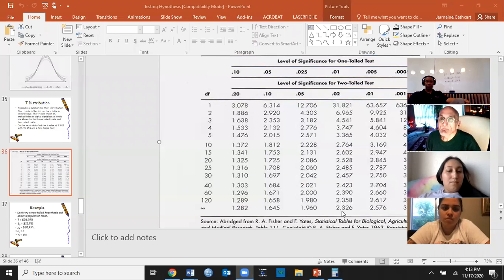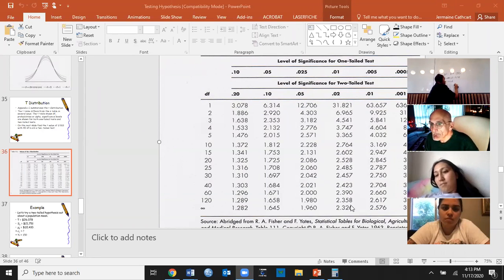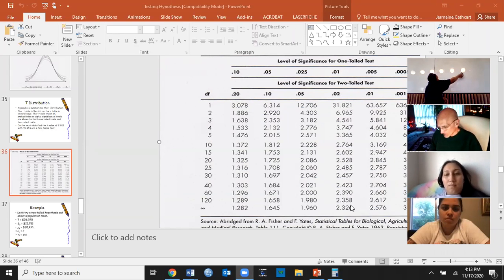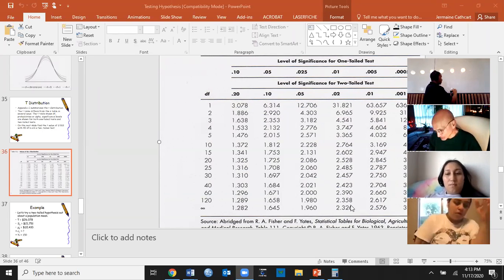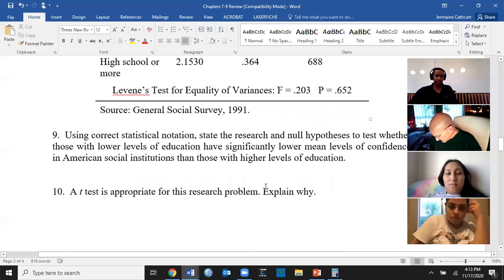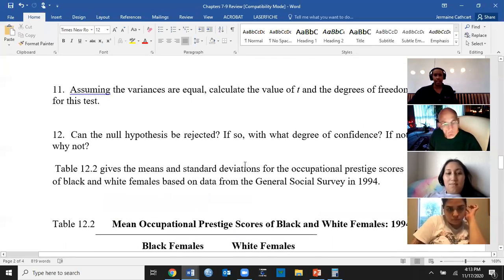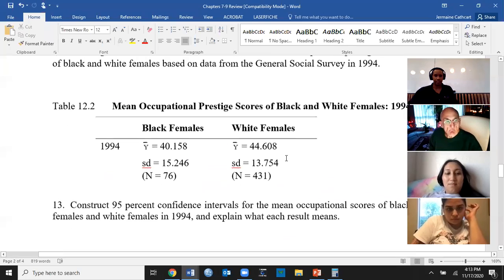At the 0.01 alpha level, our T critical is 2.326. Obviously this number is higher than 2.326, so we would still reject the null hypothesis. And at the 0.001 alpha level, you don't see it on this T table, so you can't really tell, but I don't think that you can reject at that point. So we would reject the null hypothesis.